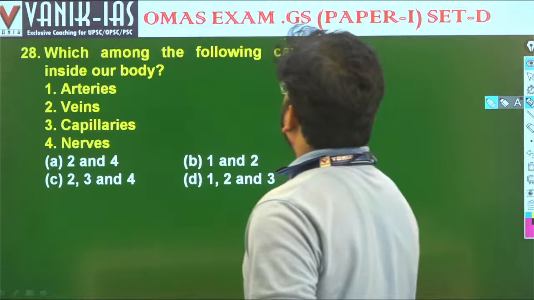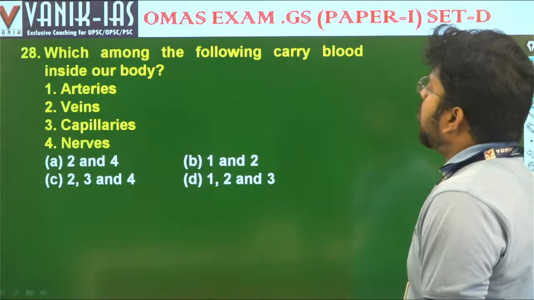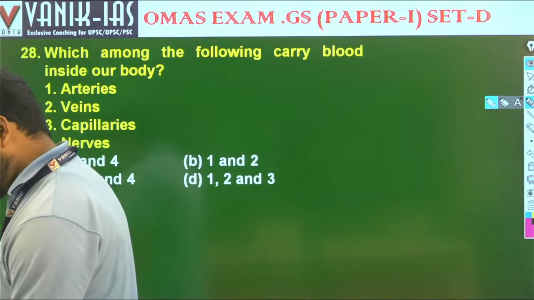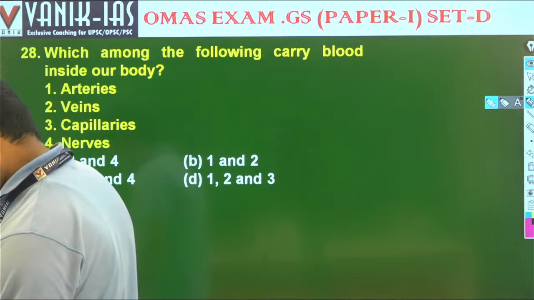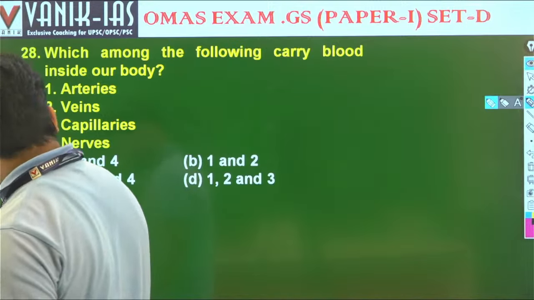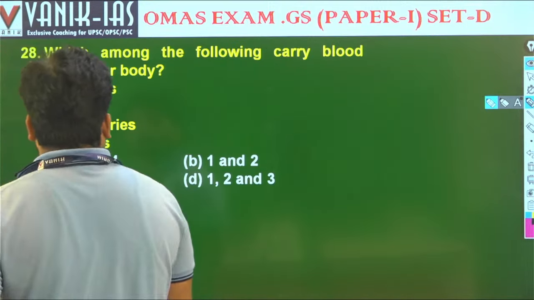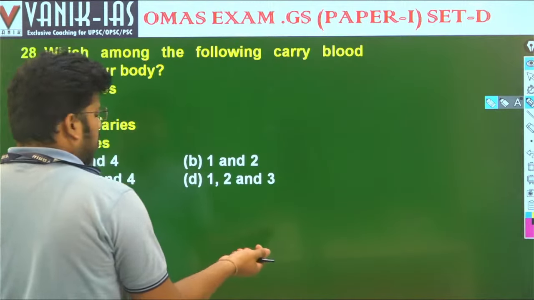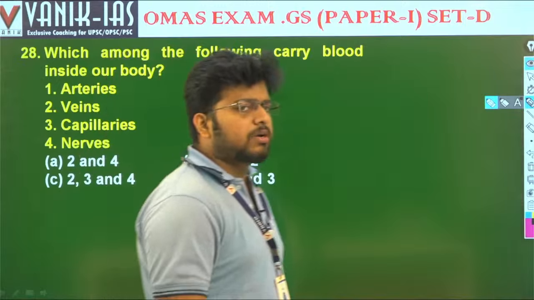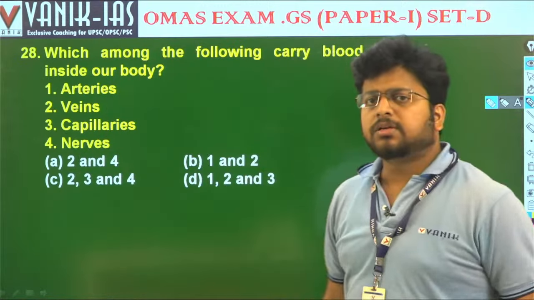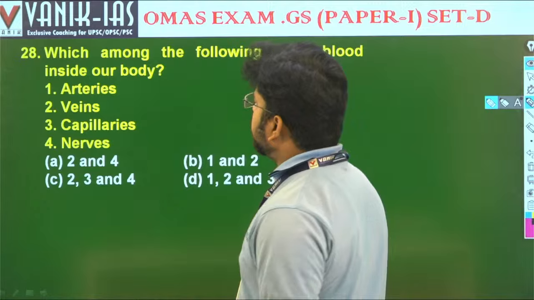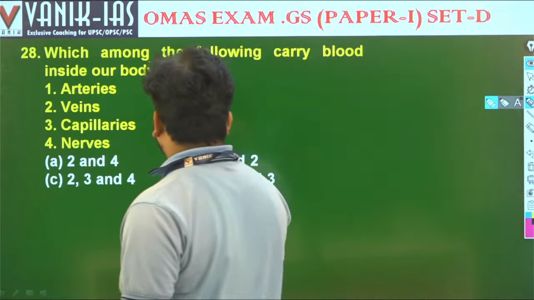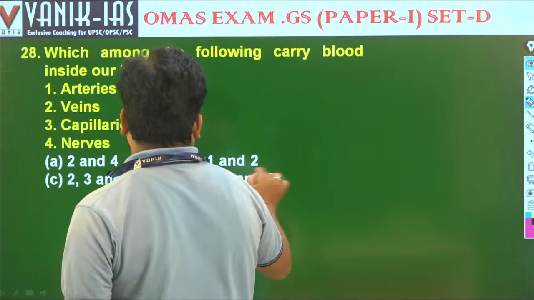Which of the following carry blood in our body? Arteries, veins, capillaries and nerves. Capillaries are very small blood tubes. Nerves carry signals connecting the brain to different parts of the body so that they function; they do not carry blood. You can solve this by common sense also. 1, 2, 3 options are correct.